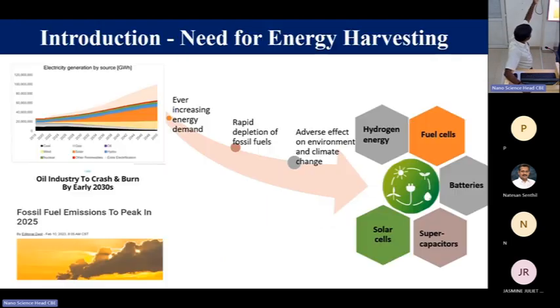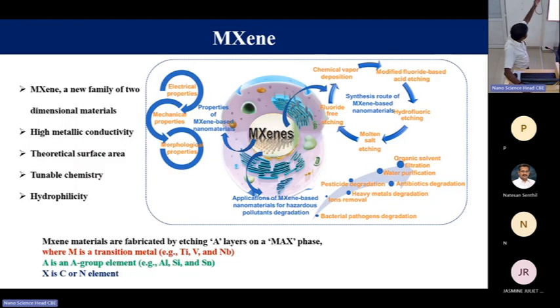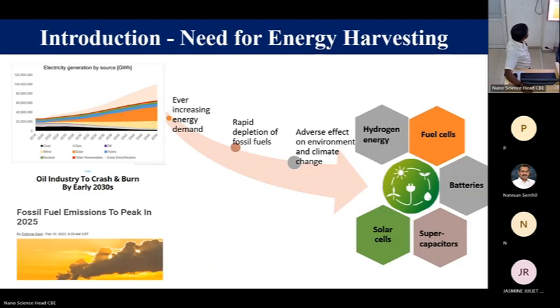Next one. These are the properties that these particular MXenes have. Next one. These materials can be useful for many applications: in batteries, supercapacitors, fuel cells, and splitting water into hydrogen. This is the energy application. Again in sensors, gas sensors and biosensors, these materials are very much useful.